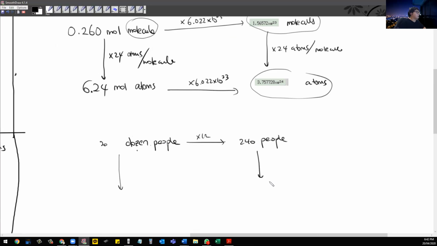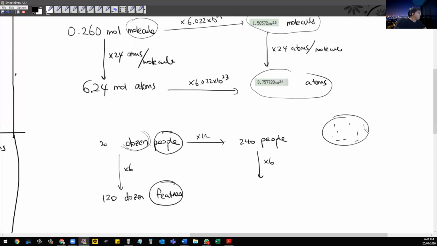And how many features are there? Let's just count the eyes and arms and legs. Just 6, right? 6 features, so just times by that. But if you times by 6 here, you're still keeping the dozen, right? 120 dozen. Instead of people, you've now gone to features. It's like going from molecule to the atoms, because inside one molecule you have a bunch of atoms, right? So hope this helped.